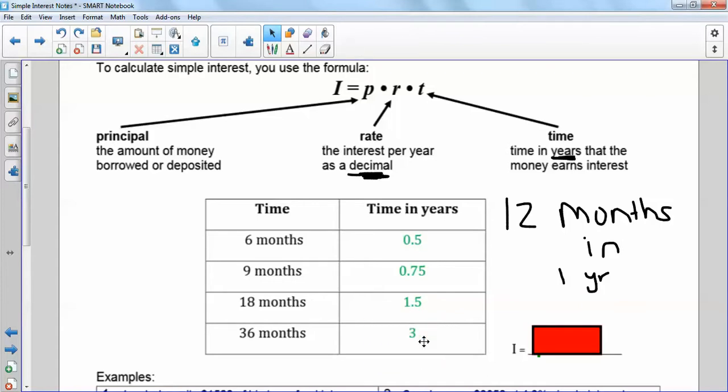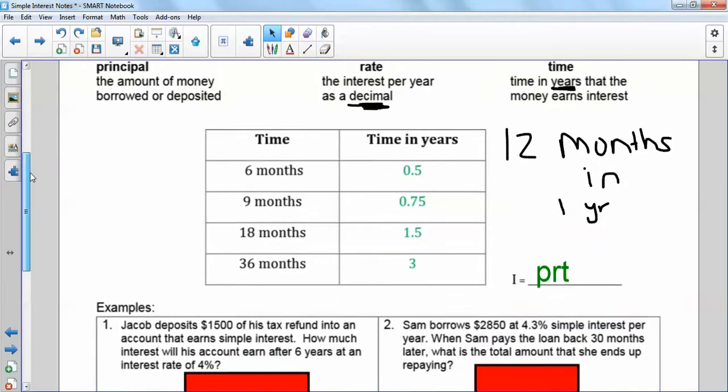Okay, so principal times rate times time is our formula. Principal is our original amount of money. Rate is the interest rate, what percentage, but we're writing it as a decimal. And T stands for time, and we want to use it in years. Okay, pretty simple, right? So let's look at our first example.